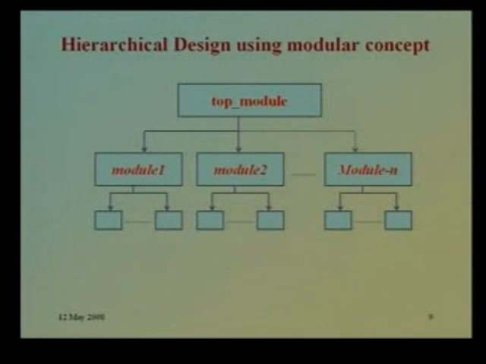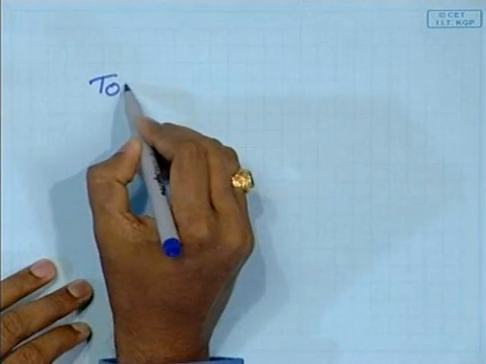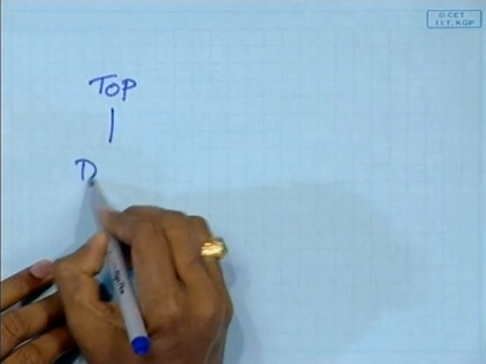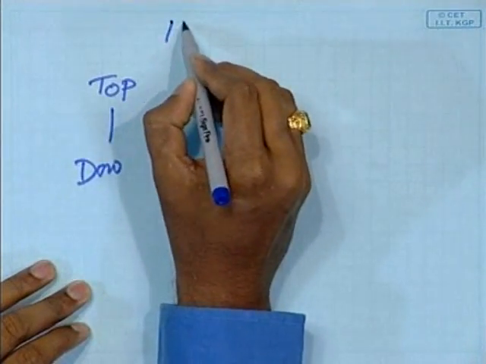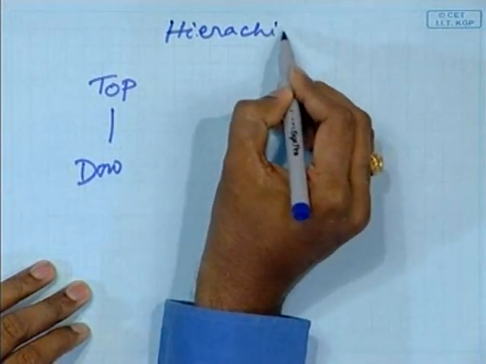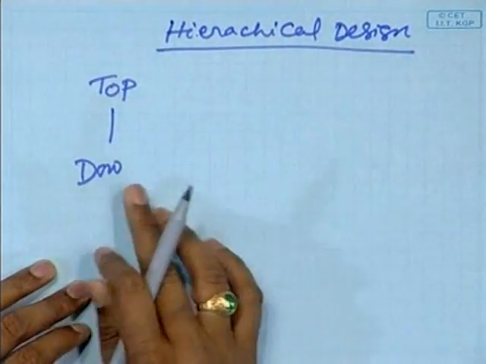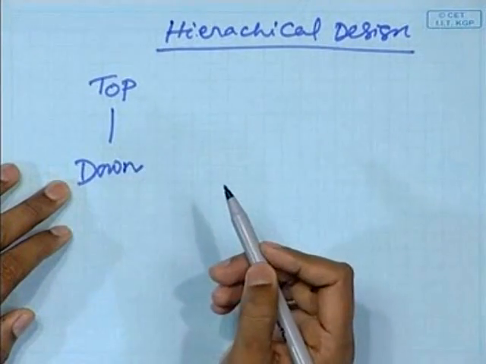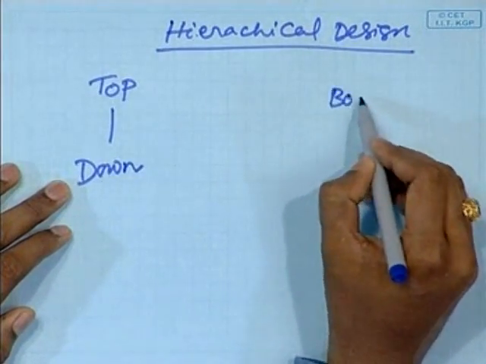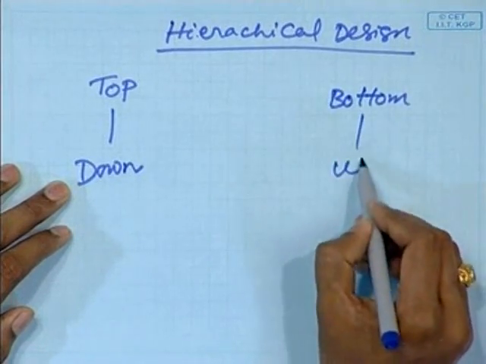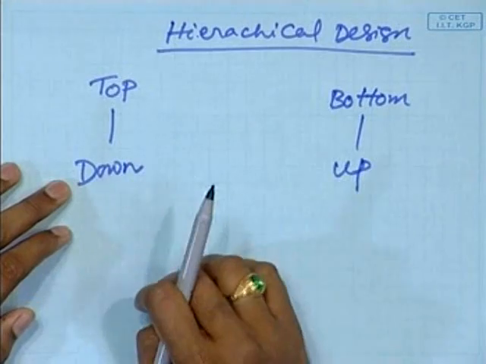You see, Verilog design is a modular concept. Modular concept means we have two approaches. One is the top-down approach, I mean hierarchical design, and another is the bottom-up approach. What are top-down and bottom-up?